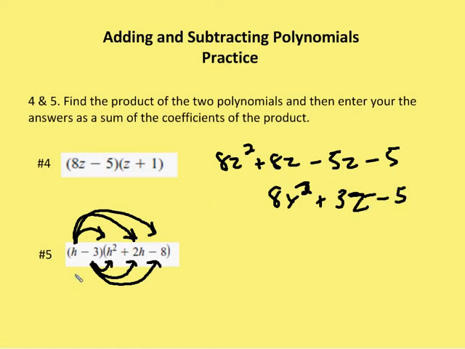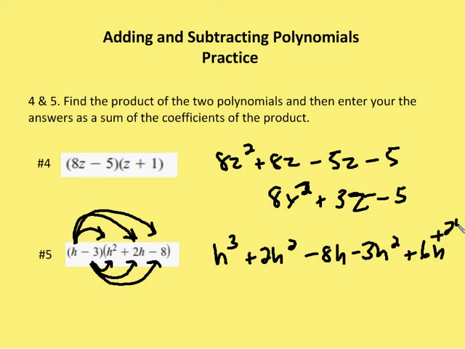All right, in the second expression, I'm going to find the product of these two polynomials. I multiply h by h squared, I get h to the third. H times 2h gives me plus 2h squared. H times negative 8 gives me negative 8h. Negative 3 times h squared gives me negative 3h squared. Negative 3 times 2h gives me 6h. And negative 3 times negative 8 gives me positive 24.